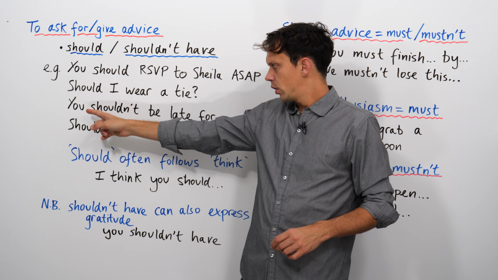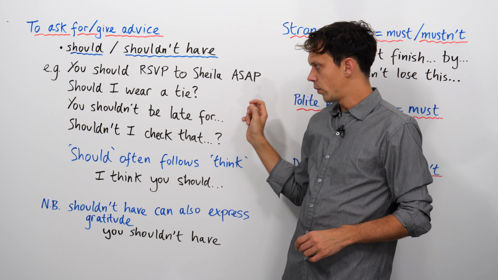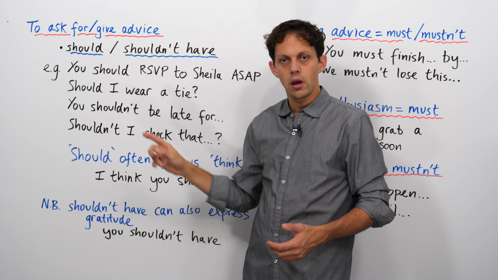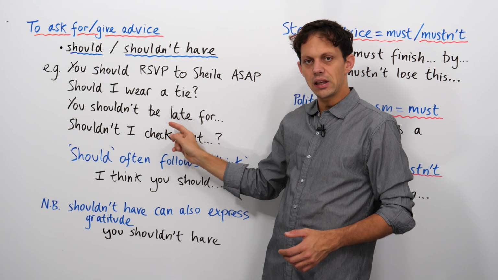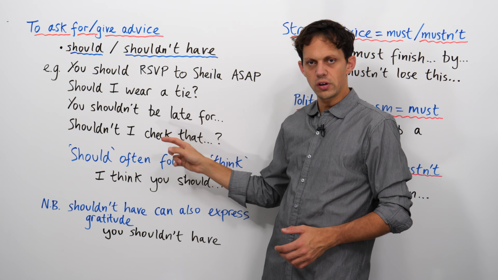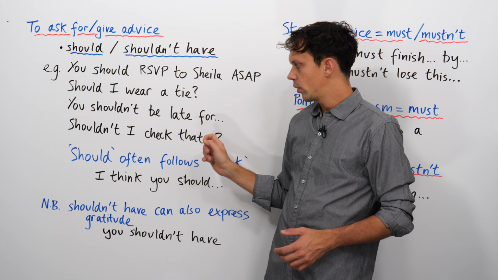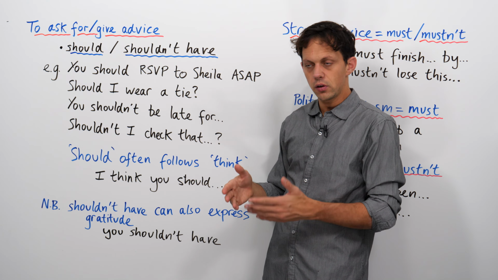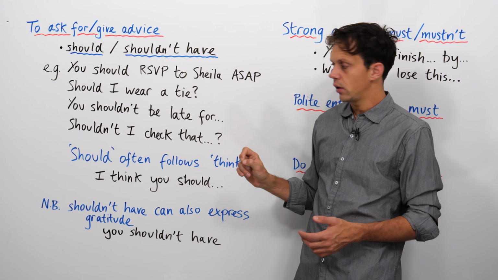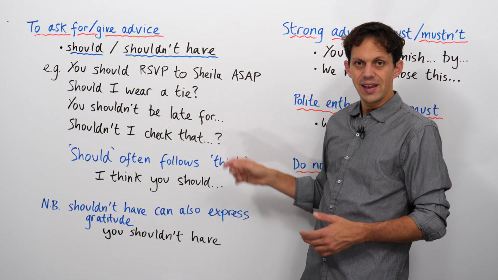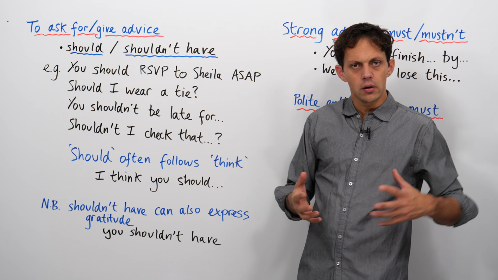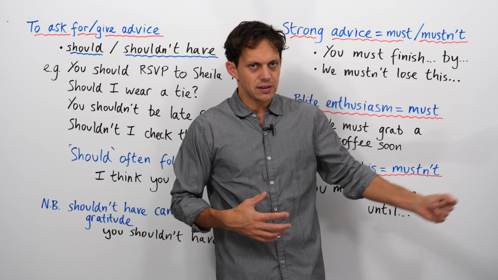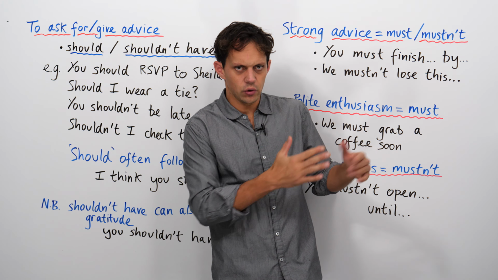Giving advice. You shouldn't be late for. Let's practice pronouncing. You shouldn't be late for. Shouldn't be late for means don't be late. Don't be late for the meeting. You shouldn't be late for the engagement, meaning some kind of event, something in your calendar.